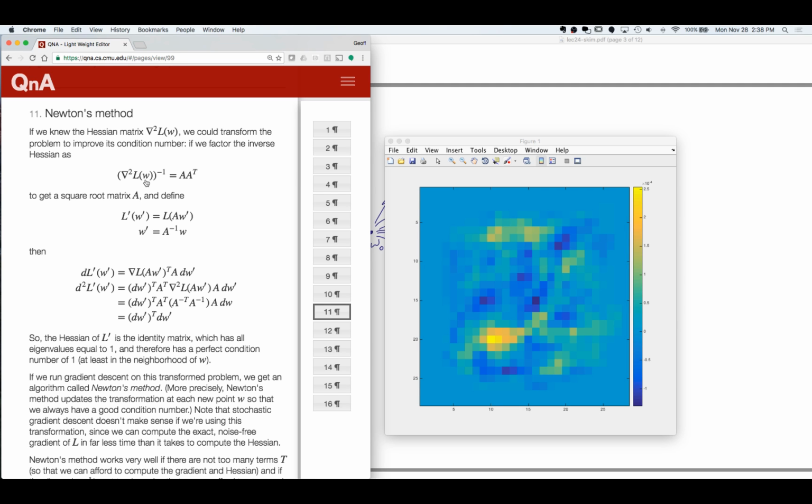The problem, of course, is that you had to compute and factor the Hessian, which is expensive, right? So if it turns out that you have few terms in your loss function and few dimensions in your parameter vector W, Newton's method is a great idea. But in a lot of machine learning problems, that's not the case, and so we're not really recommending Newton's method.